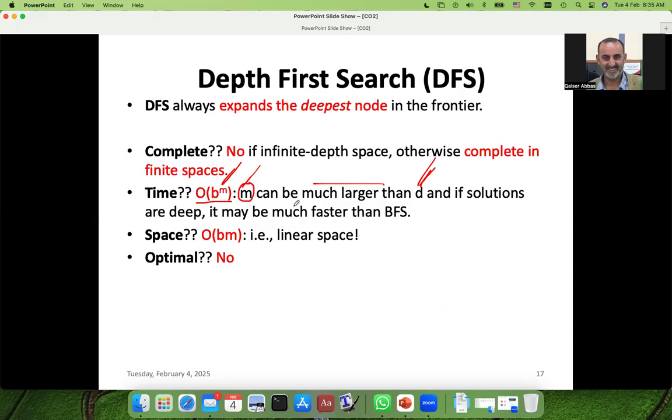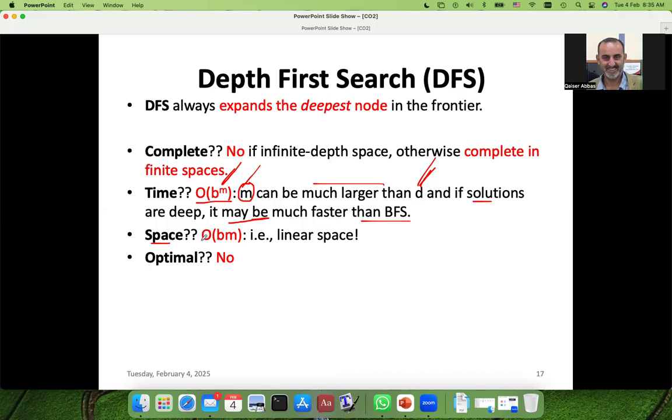This is the worst case, because then your algorithm has to execute each and every node of the tree. But normally, if your solutions are deep, then that's why we are using the word "may be". That's why it may be much faster than BFS if your solution is there on the left side.